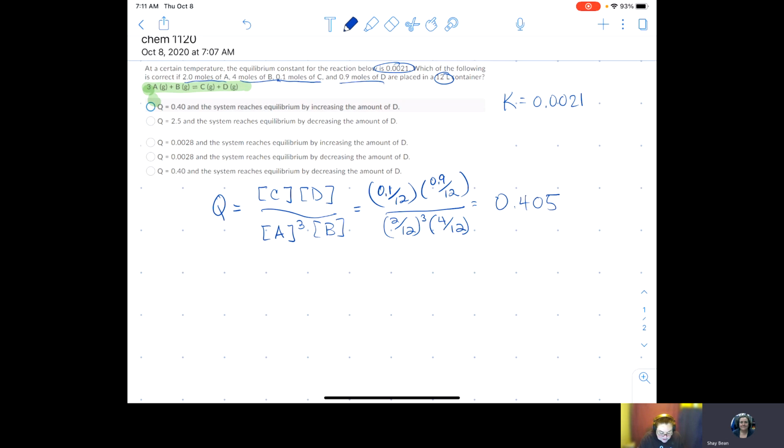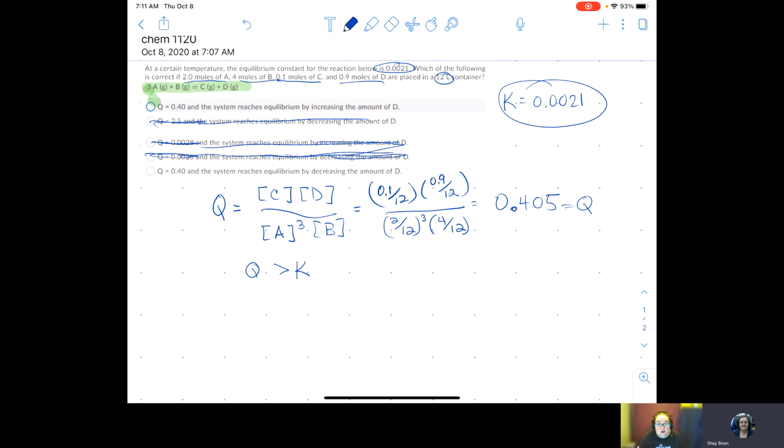All right, so as I'm looking at my answers, it looks like a couple of the answers are matching the 0.40. And notice, since that is not the same as the value of K, it is not at equilibrium. So the reaction is going to have to shift one direction or the other to reach equilibrium. The question is, which direction does it shift? Well, if Q is greater than K, and that's the case here, it's 0.405 and K is 0.0021.